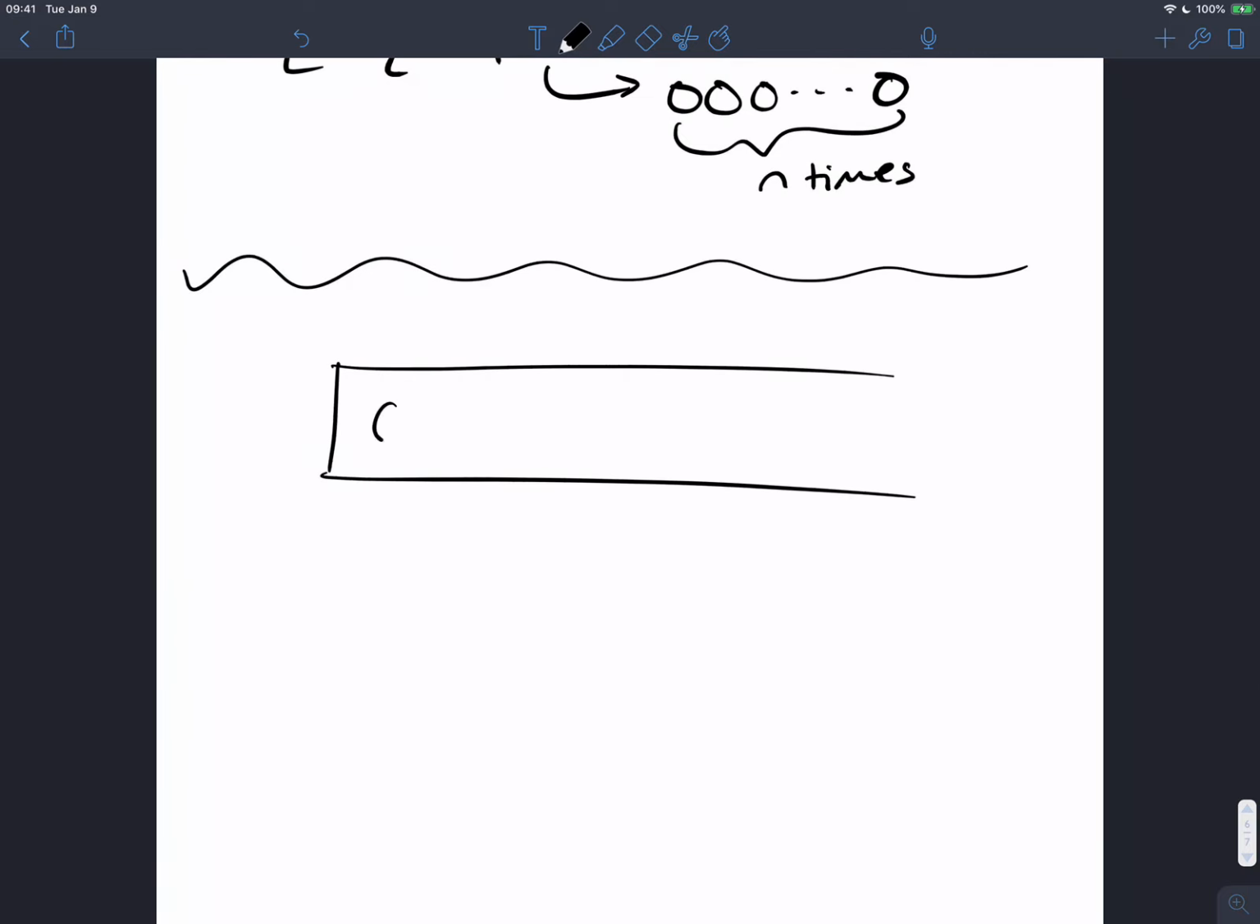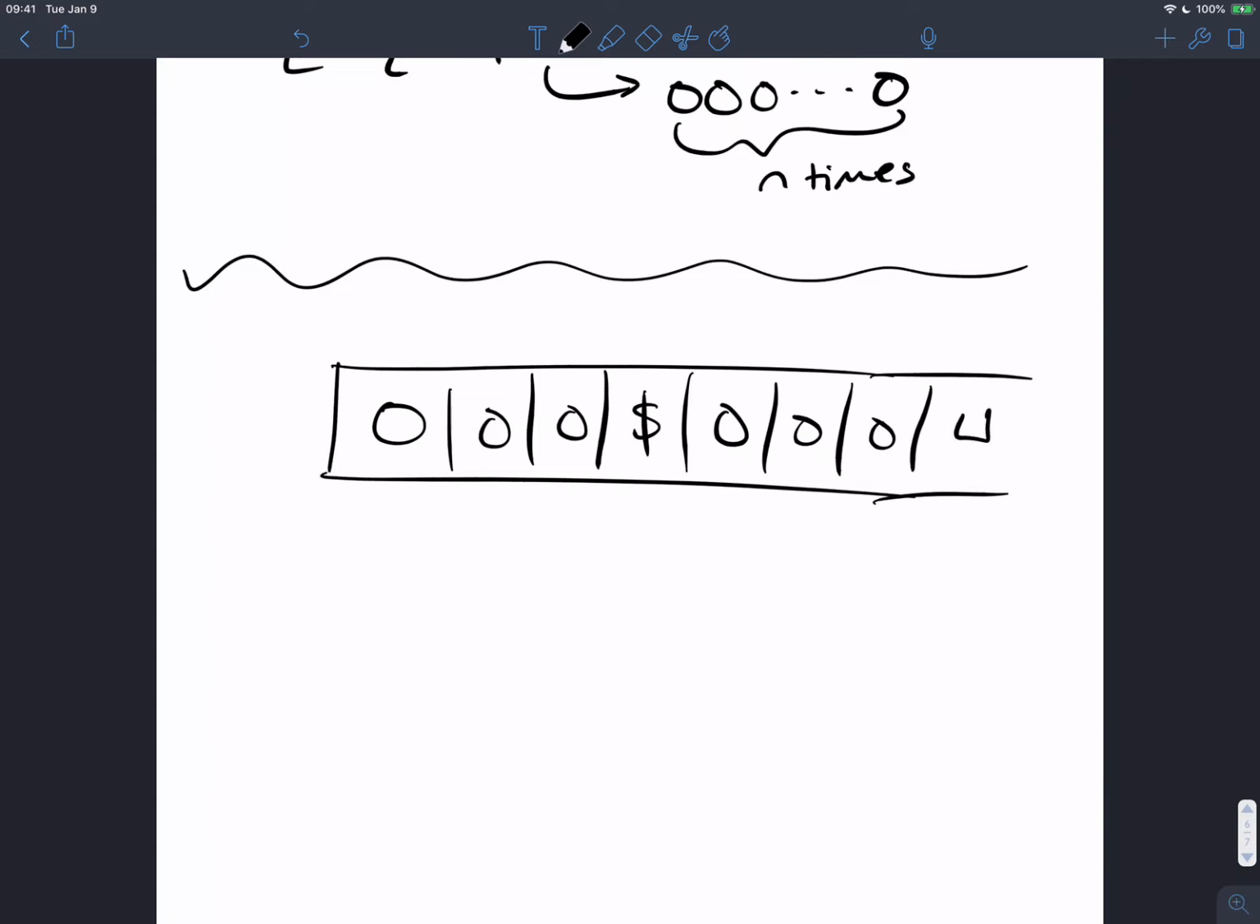So let's just say we have a 0, 0, 0, $, 0, 0, 0, and then blanks afterward. And the tape head is pointed at the beginning of the tape. So how do I check if it's the same number of zeros on both sides of the $, but I can only move left or right, one cell at a time? How could I check that?